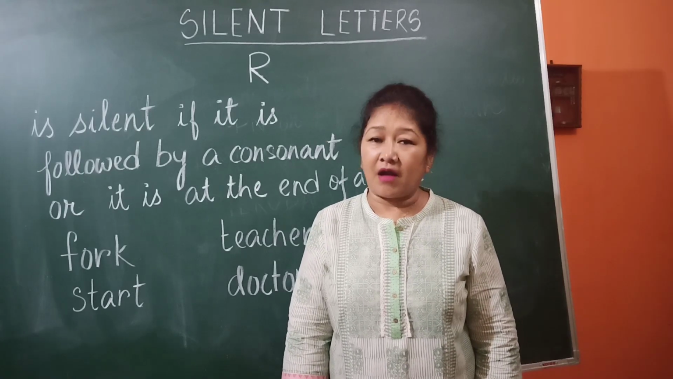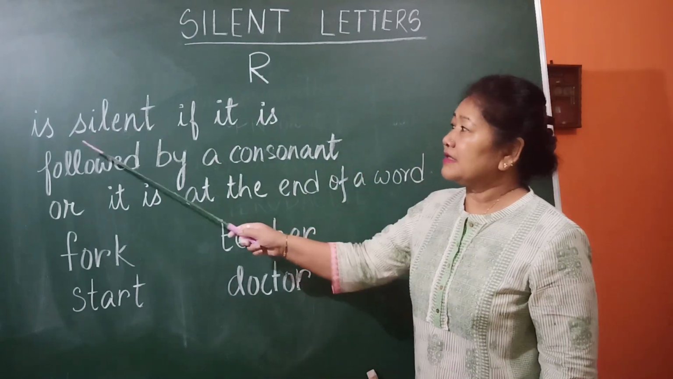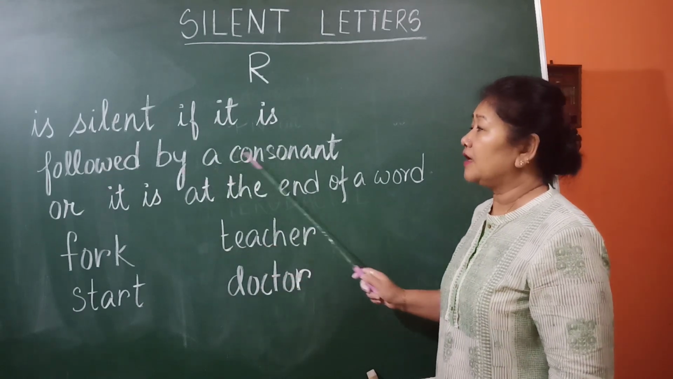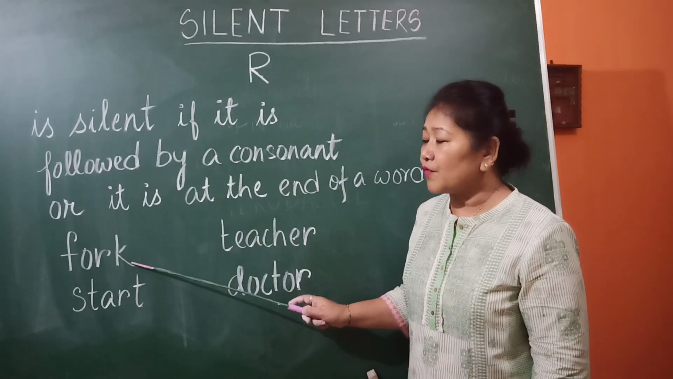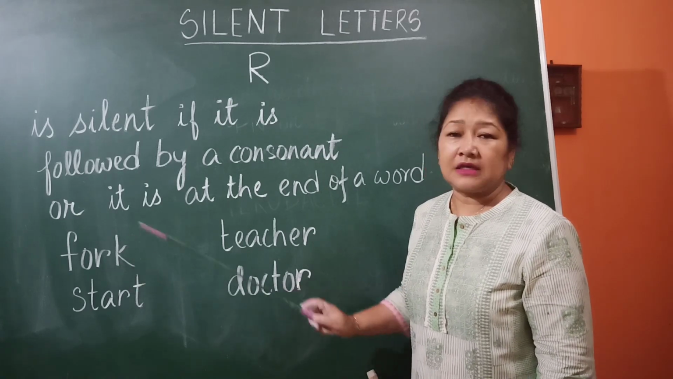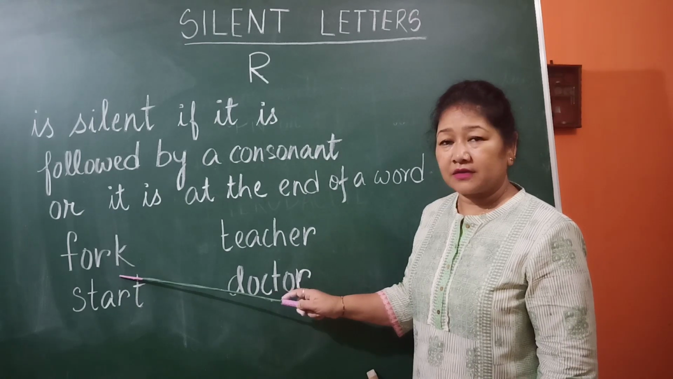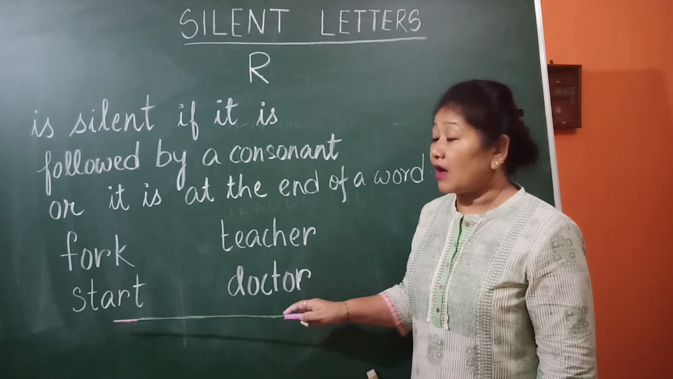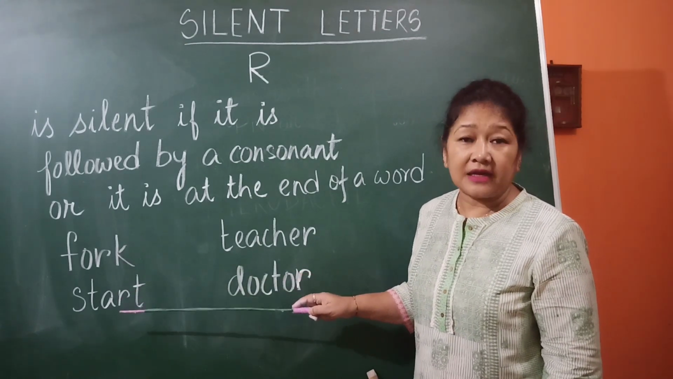Now the letter R. When is R silent? R is silent if it is followed by a consonant. For example, look at these two words: fork, start. In these two words, R is followed by a consonant. Fork, R is followed by K. Start, R is followed by T. So the R is silent.